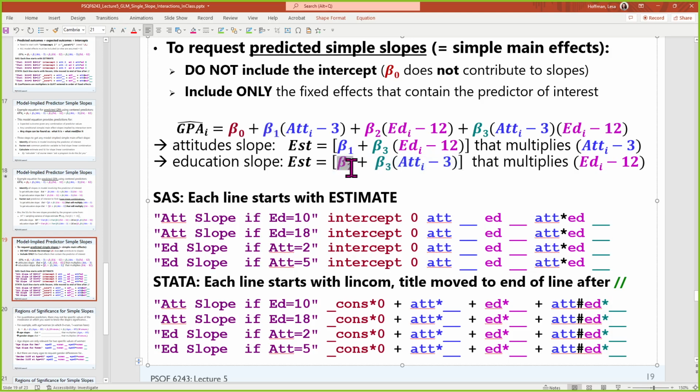Likewise, if I want to talk about the slope of education, it's only going to be just beta 2 all by itself when attitudes is 0, because then this part drops out. But we can ask for what each of these slopes is at any level of the other moderating predictor. So these are different than what you've seen before in that we're not asking for a predicted outcome. We're asking for a predicted conditional slope. So I have taken the liberty of zeroing out the intercepts on all of these because we are asking for a slope, and beta 0 has nothing to do with my slopes.